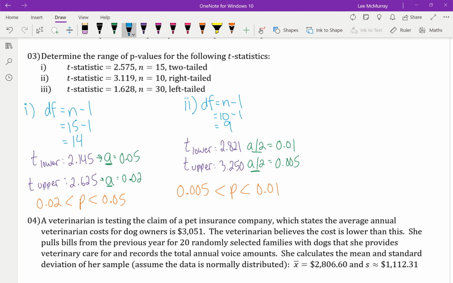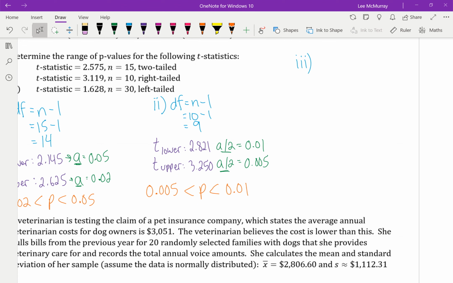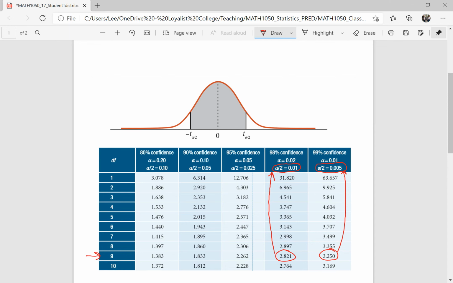Okay, so it's not so bad, right? It's starting to get there. Okay, so number 3, we'll do a t-statistic of 1.628, and n is equal to 30. Okay, so degrees of freedom would equal 30 minus 1, which is equal to 29. So our degrees of freedom we're working with are 29. We'll get our t lower, and we'll get our t upper. Sounds like drugs, our lower and our upper. All right, so let's go over here. Get rid of this stuff.